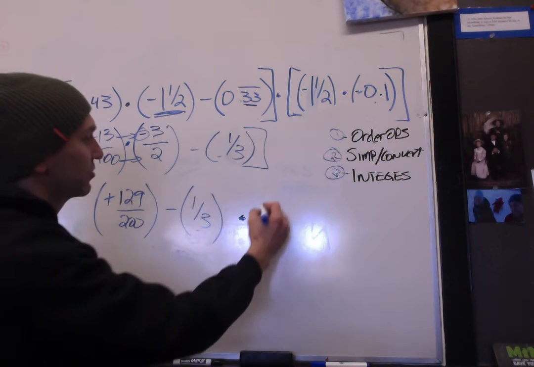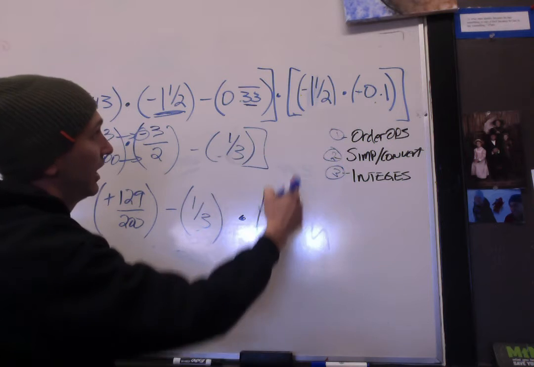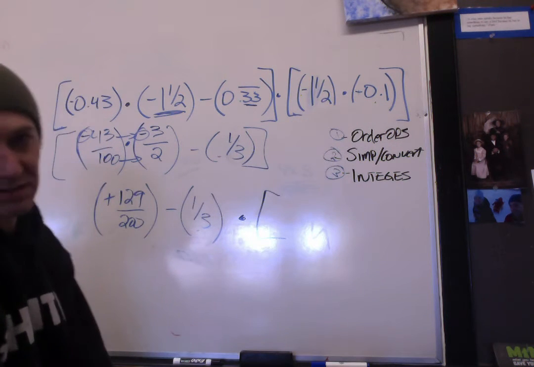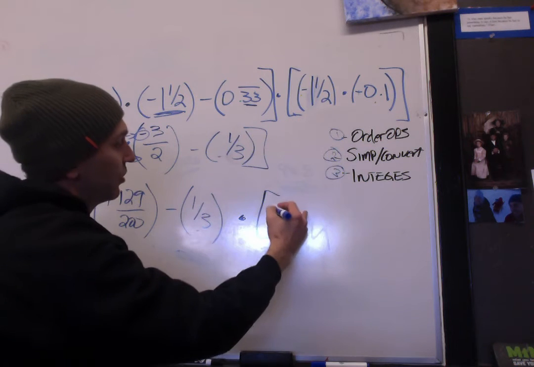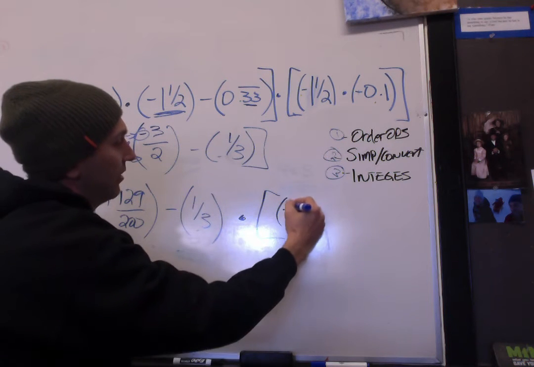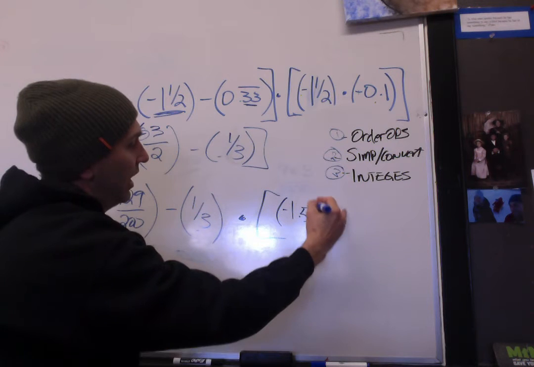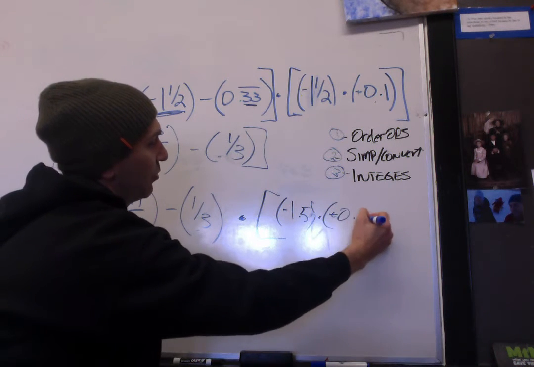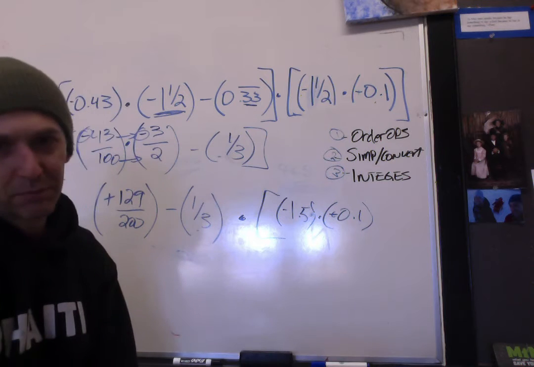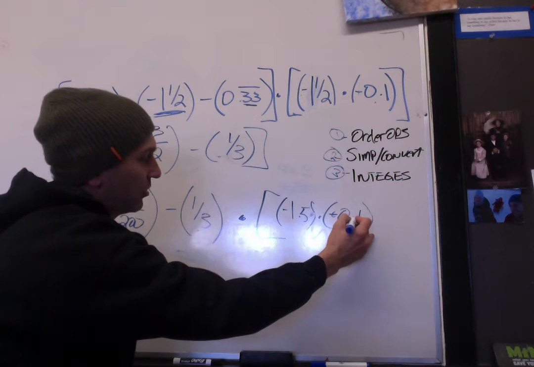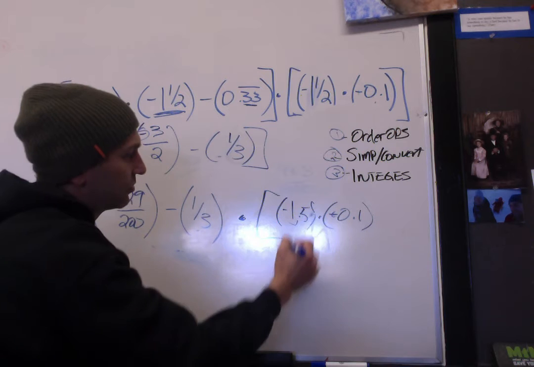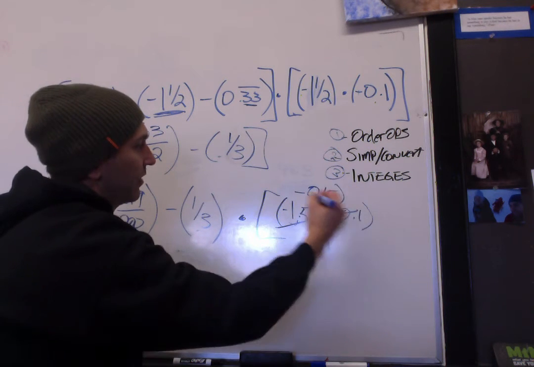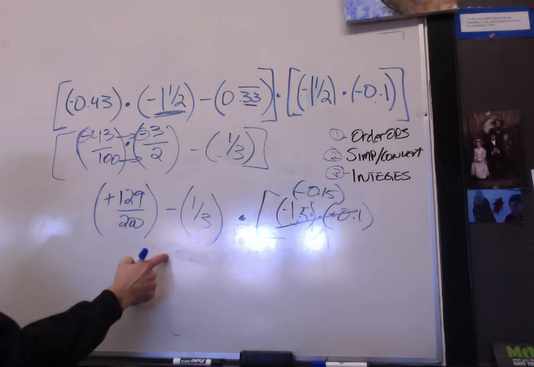Well, let's move on and do this one at the same time. Okay, times. I've got a decimal here, I've got a fraction there. Just for kicks, let's turn it into a decimal. So this is going to be negative 1.5 times negative 0.1. Well, I know if I'm multiplying by 0.1, all I need to do is move that decimal, because that's what it's going to do. So this is going to give me negative 0.15. Found that answer.